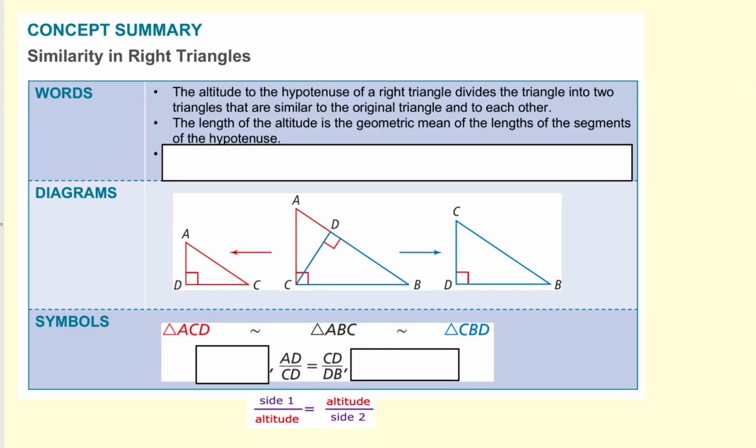So what we've learned is two theorems. We've learned that when you draw an altitude to a hypotenuse, you're going to create 3 triangles. They will all be similar to each other right here. And that this altitude right here, this altitude, is going to be the geometric mean between this side and this side. Those are the 2 theorems we have learned.